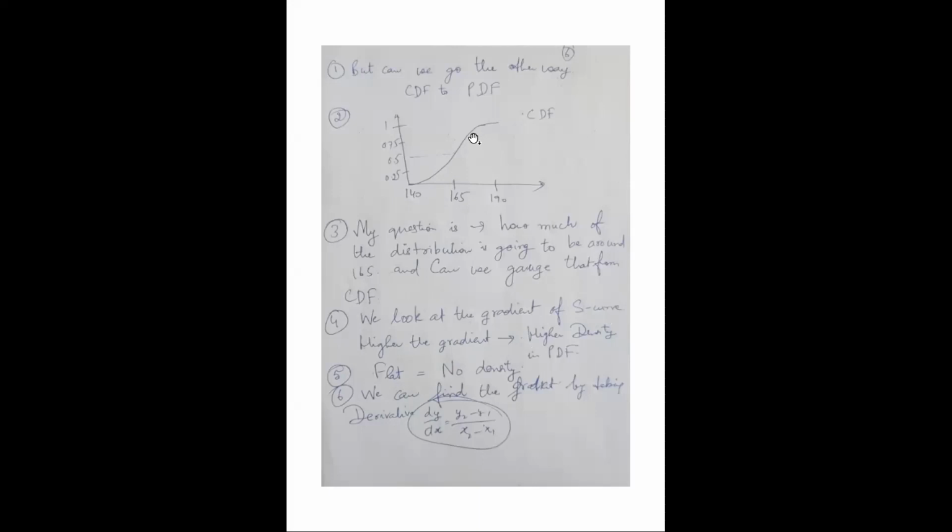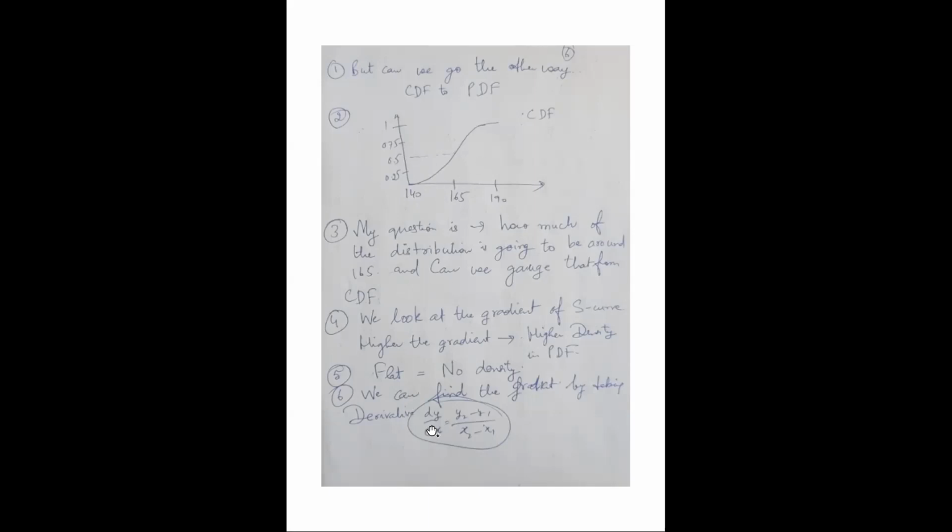If the gradient is flat, as we have seen in our previous slides, there is no density. When the gradient is high, more and more density will be around that number. More and more probability density means more and more people, more and more of the population will be around that value. So when the gradient is flat, no density. How can we find out the gradient in the case of the cumulative distribution function?